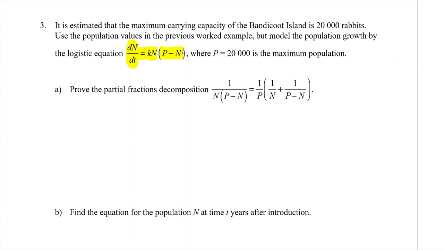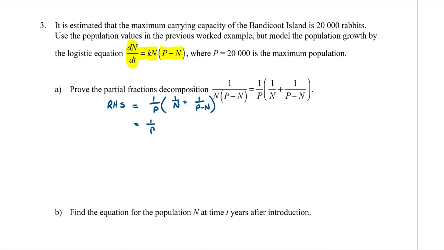Okay, so we did one of these before. Knowing that we're going to have to integrate this equation, we need to split apart that expression into parts that we can integrate. The easiest way to show that those two things are equivalent is to start with the right-hand side, push the fractions back together and show that it goes back to the left-hand side. So the right-hand side is equal to 1/P times (1/N plus 1/(P minus N)). That's what we're starting with.